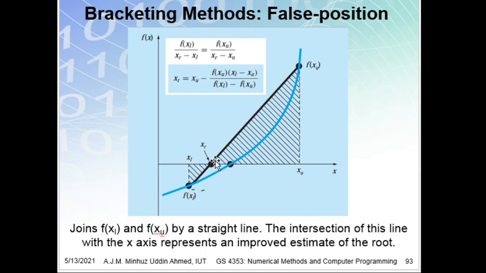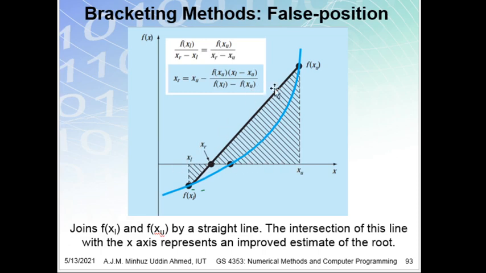Now, how can we determine this xr, the x-axis intersection point of these two connecting points? Assuming two similar triangles in these two portions, as you can see here, we can use the similar triangle concept. We can write down these two equations: f(xl), this portion, and f(xu), this portion, and the ratio of this one is xr minus xl, and this is xr minus xu.